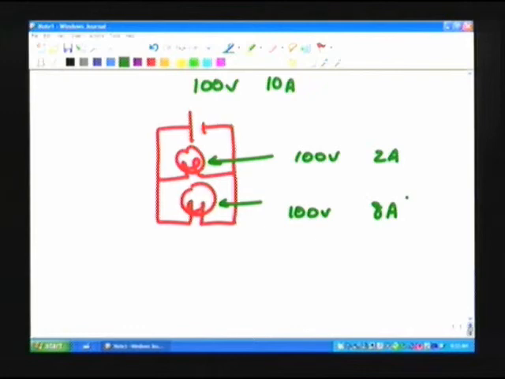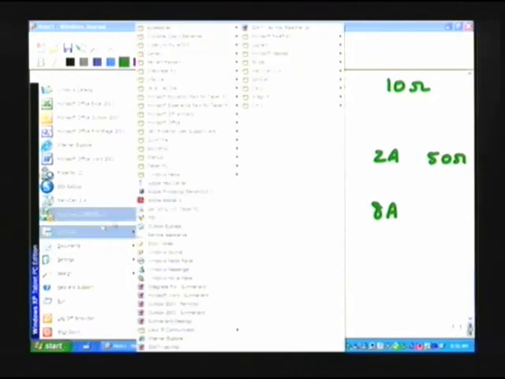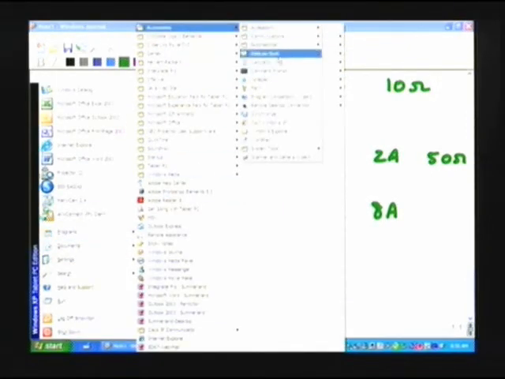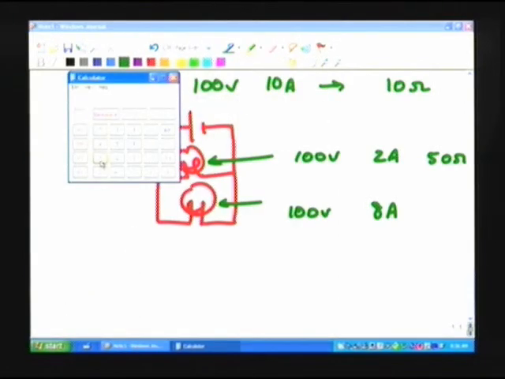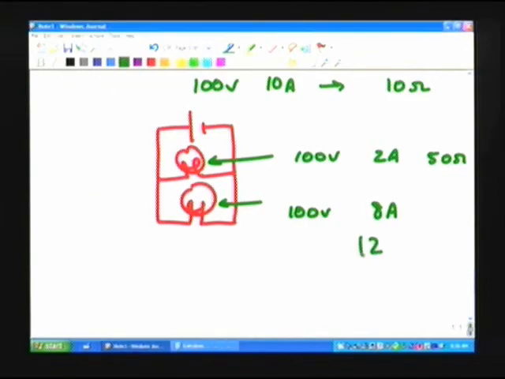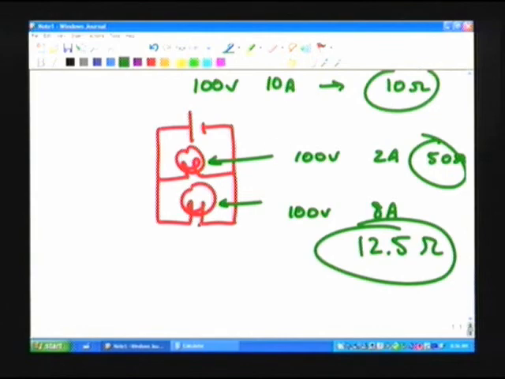So when I've done that and figured out how much money I spend at each store and how many people are going through each branch, I can again do my Ohm's law calculation, and I'd get 10 ohms here. I'd get 50 ohms here. And 100 divided by 8, good grief. Someone pull out the calculator. Go to our accessories calculator. 100 divided by 8 equals 12.5 ohms there. Resistance, resistance, resistance.